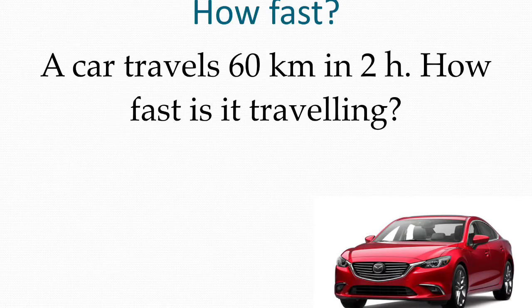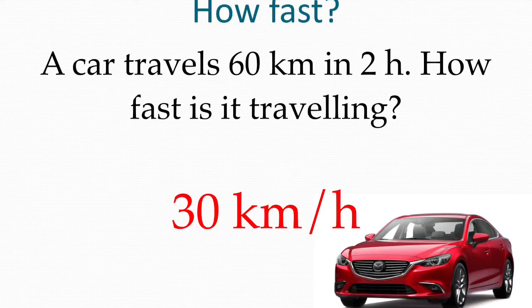Using the equation speed is distance divided by time, calculate the speed of the car in kilometres per hour. Pause the video now while you do the calculation. A distance of 60 kilometres divided by a time of 2 hours gives us 60 divided by 2, so 30 kilometres per hour.